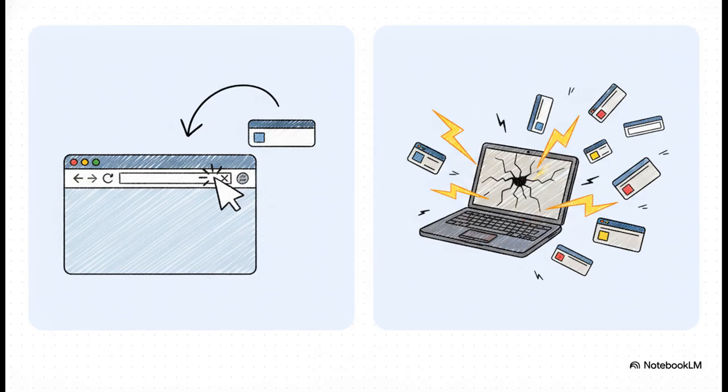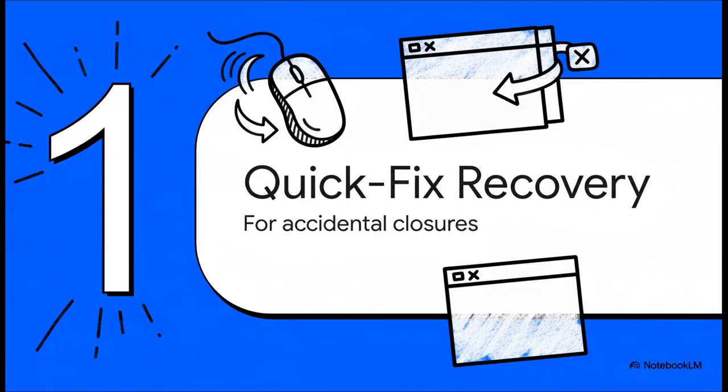So, what's really interesting here is that we're dealing with two totally different kinds of disasters. You've got the simple, oops, I accidentally closed that tab, which is usually a super quick fix, and then you have the big one, a full system crash. That one takes a little more detective work, but don't worry, we're going to cover both.